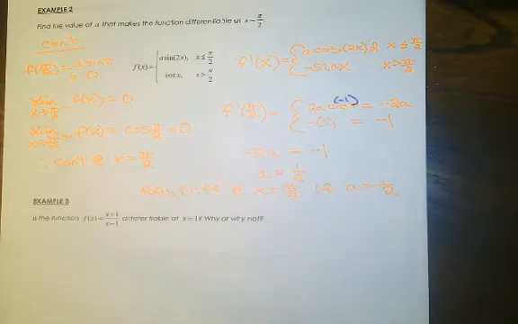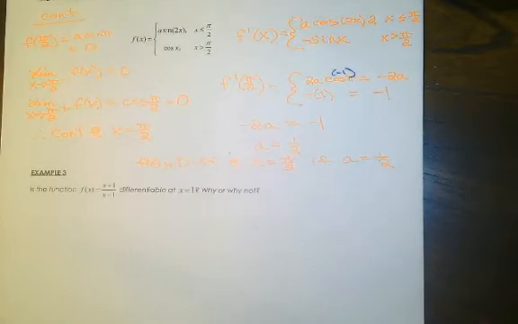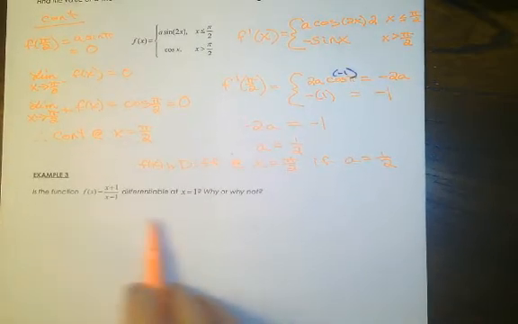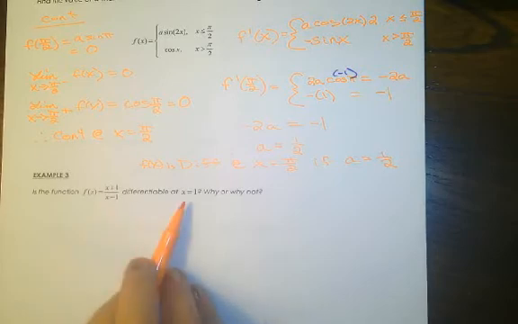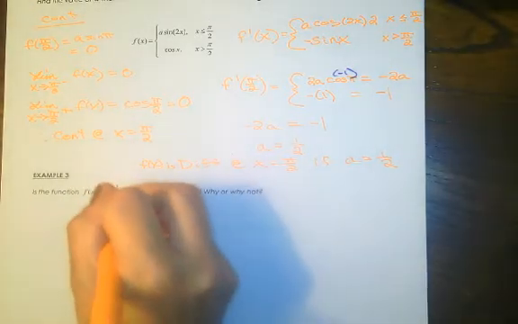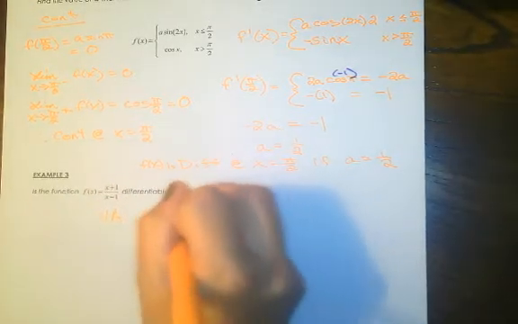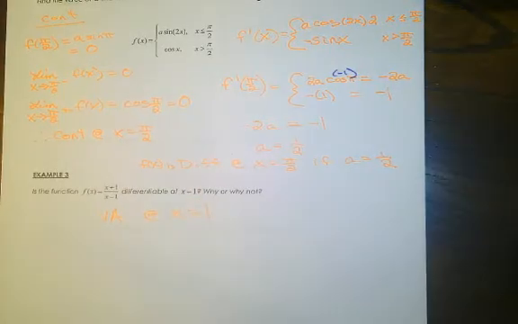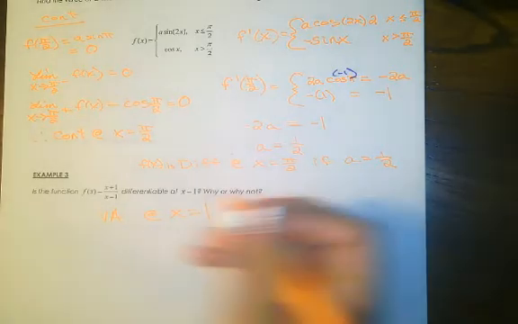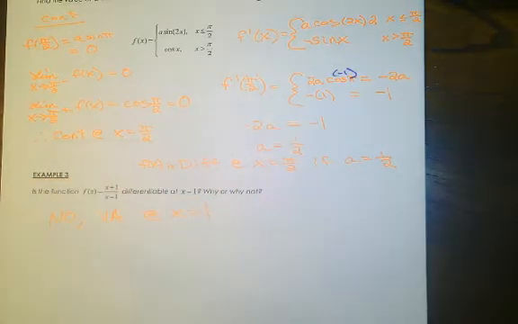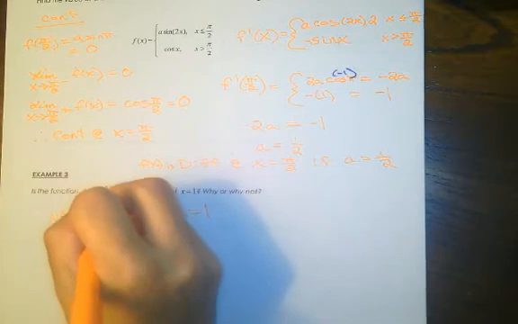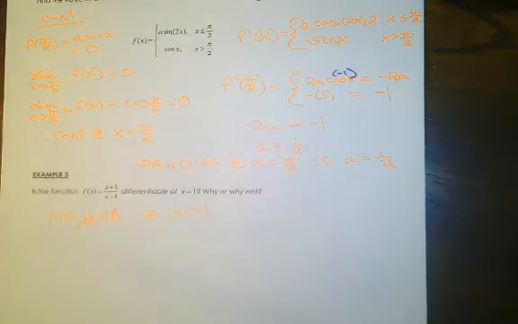And example 3 is actually super quick. Is this differentiable, why or why not? Well, there's a vertical asymptote at 1, right? So there's a VA, a vertical asymptote at x equals 1. And a vertical asymptote is a type of discontinuity. So if it's not continuous, it is definitely not differentiable. So no, because of the vertical asymptote at x equals 1. Okay.